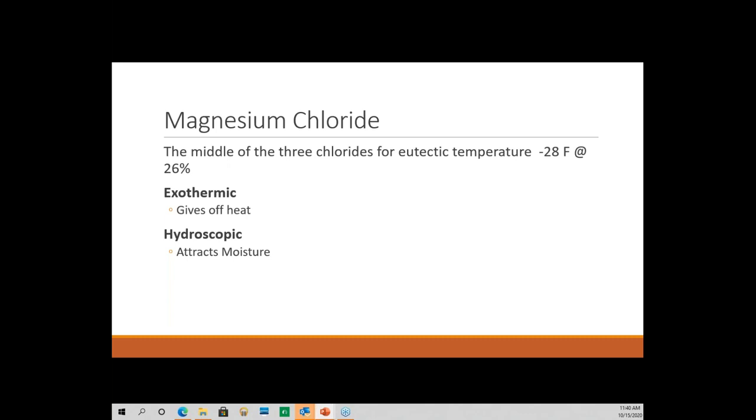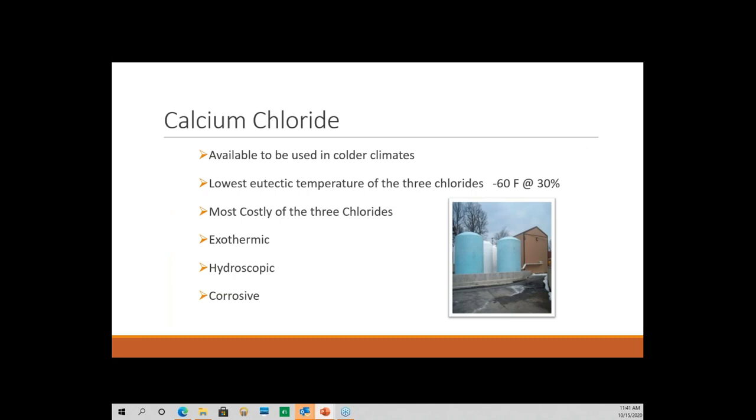So generally speaking, it's the middle of the three chlorides as far as the eutectic temperature, the maximum temperature it can keep water from freezing. At 26% concentration, it can keep water from freezing down to minus 28 degrees Fahrenheit. It is exothermic, meaning it gives off a little bit of heat as it deals with the water. It's hygroscopic, meaning it collects water right out of the air. Those are important items that you've got to take into consideration when using magnesium chloride.